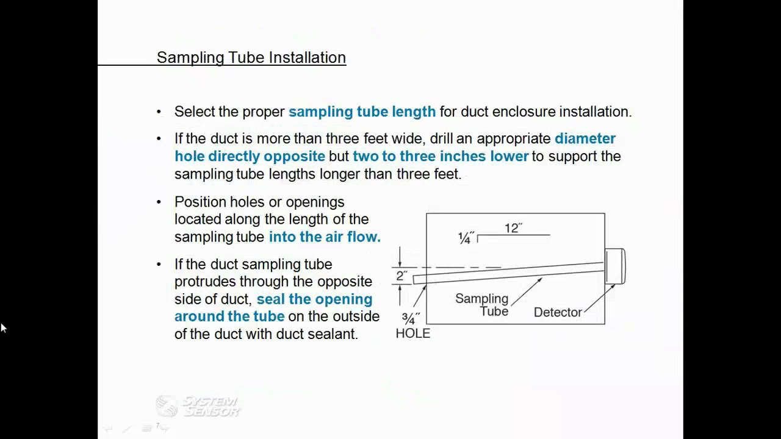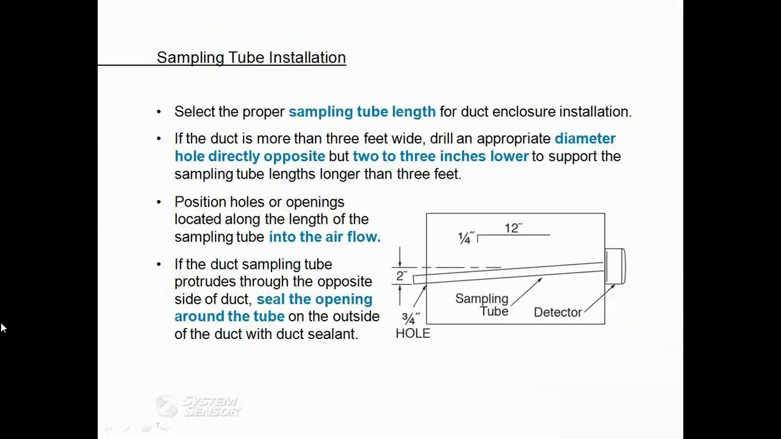To do this, you just drill a 3/4 inch hole on the opposite side of the ductwork, adjacent to, or directly across, but slightly lower than where the sampling tube opening is. We want to ensure that the sampling tube, once it is installed, is angled downward from the detector, and this allows moisture to drain away from the detector.